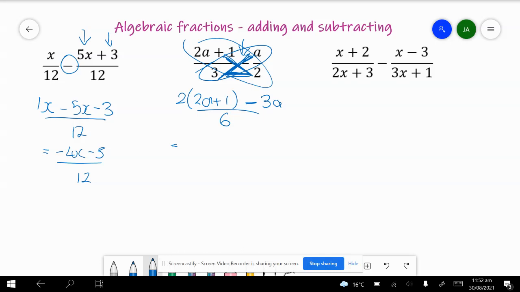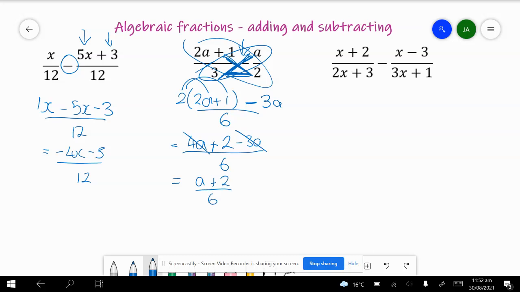So we can expand out that first bit. So 2 times 2a is 4a. 2 times 1 is 2. Then we've got minus 3a, and that's all over 6. We can tidy up that top line. 4a minus 3a is just 1a, or just a. And then we've got the plus 2 and over 6.